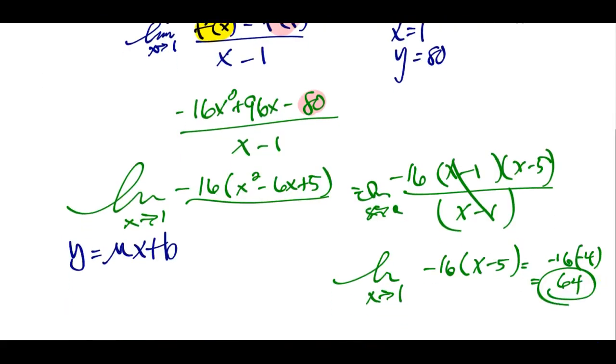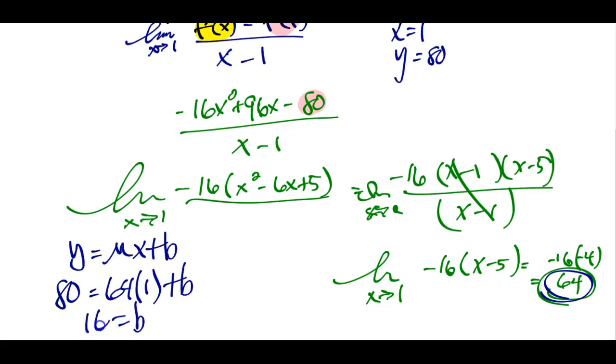So I'm going to plug that in down here and say 80 is equal to my slope, which we found was 64, times 1 plus b. And then the y-intercept turns out to be 16. And the final answer, the equation of the tangent line, is y equals the slope 64x plus 16.